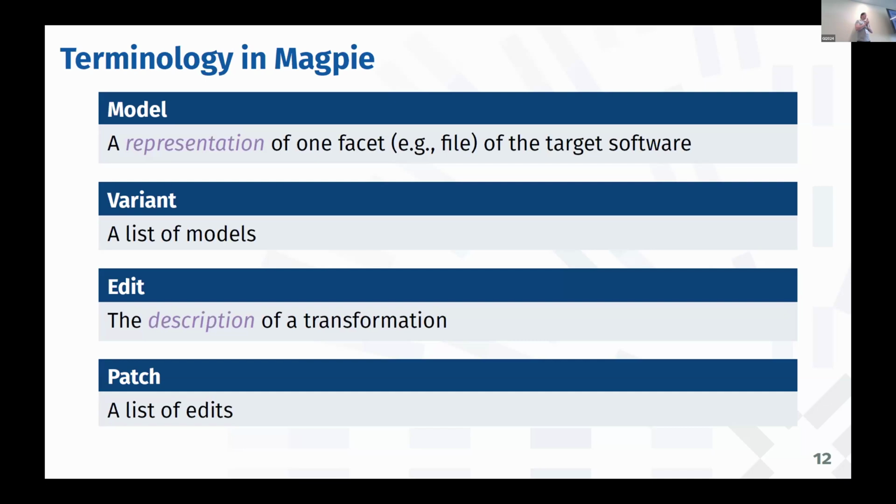A variant is a list of models. It's whatever you took as abstraction from your original software. An edit will be the description of a transformation, not the transformation itself. It will be, for example, take line 2 and insert it after line 7. That would be a description of something that we will do. And a patch will be a list of edits. So a list of descriptions of what we need to apply to the original software.